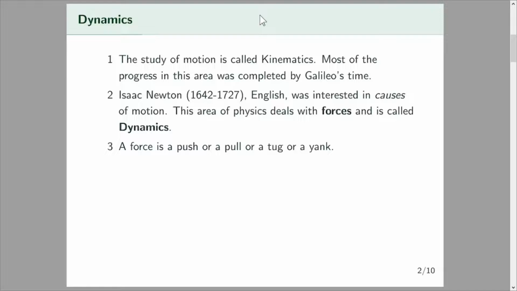By the time Newton was a young man, the motion stuff had been worked out, and so Newton was really interested in causes of motion. What causes things to move or to change the way they move? This area of physics deals with forces, and it's called dynamics. A force is just a push, a pull, a tug, a yank. It's anything you probably think a force is.